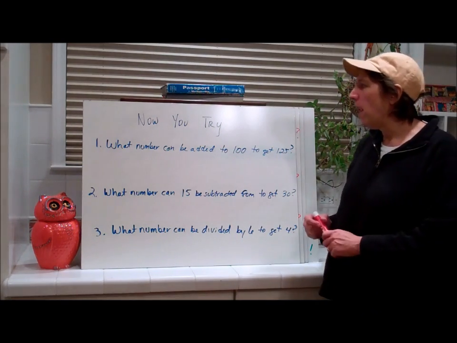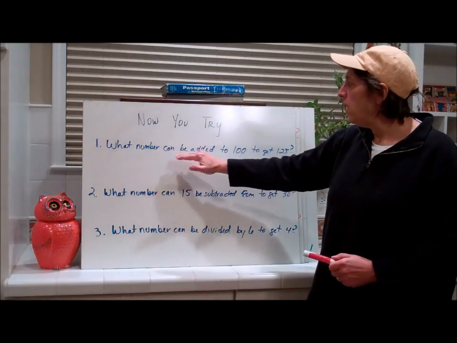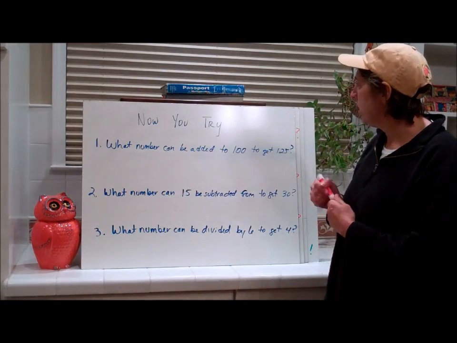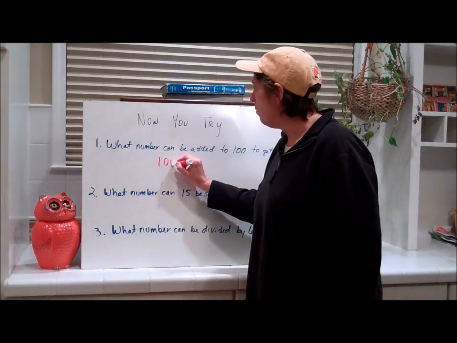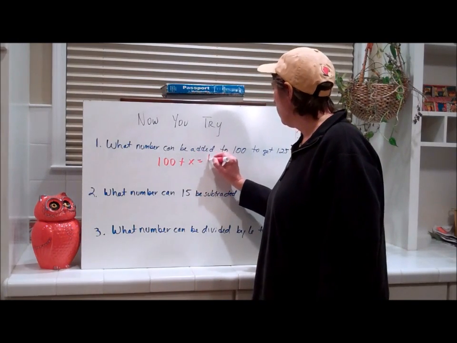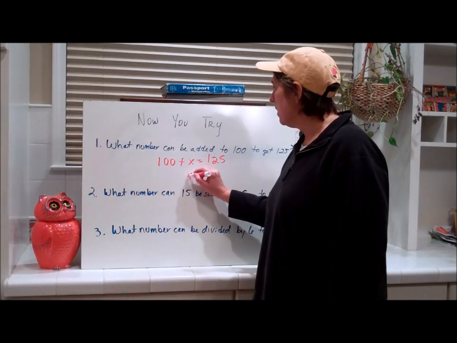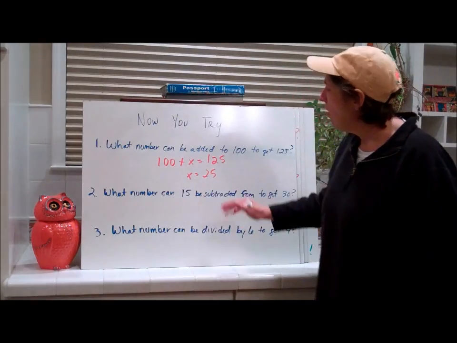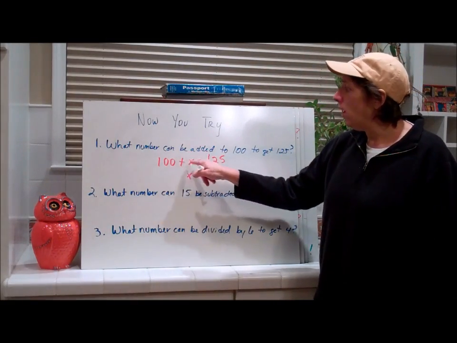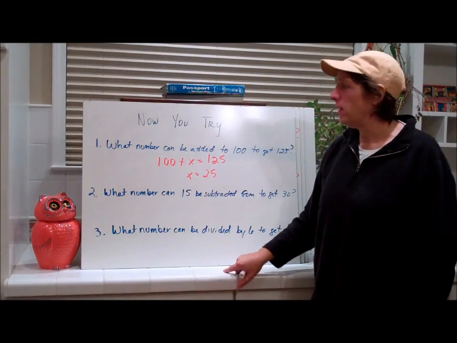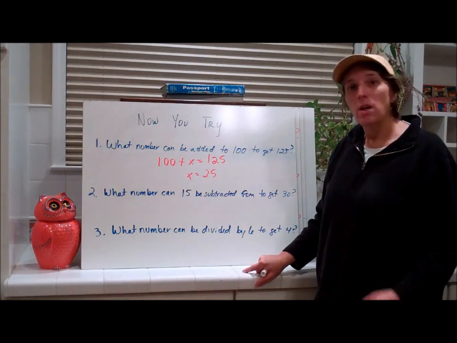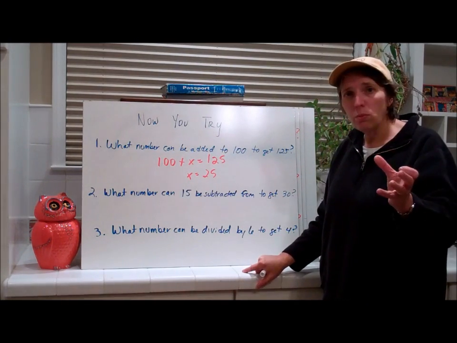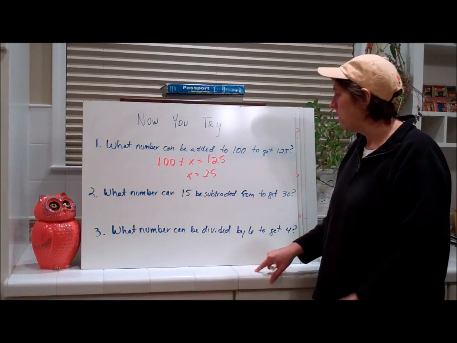Okay, welcome back. Let's see how you did. So it says, what number can be added to 100 to get 125? So we have 100 plus x equals 125. X equals 25. Now, if you put x plus 100, you'd miss a point because it says added to 100. And those matter. How you write what it says matters.